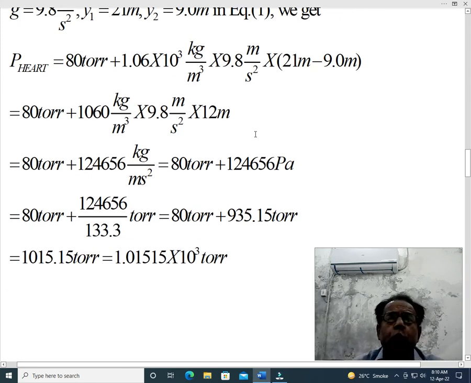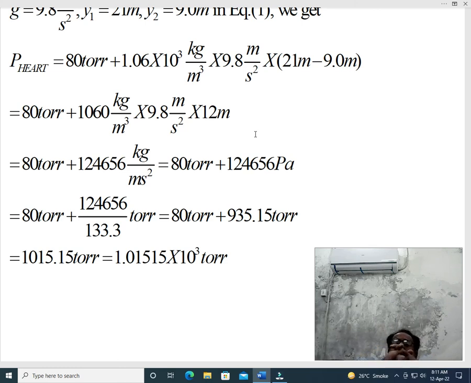P heart is equal to 80 torr plus density rho, which is given 1.06 into 10 raised to the power 3 kilogram per meter cube, into the value of acceleration due to gravity g 9.8 meter per second square, into y1 minus y2. The value of y1 is 21 meter while the value of y2 is 9 meter, and hence their difference becomes equal to 12 meter. So P heart alternatively becomes equal to 80 torr plus 1060, that is, here we have eliminated 10 raised to the power 3 and directly written 1060 kilogram per meter cube, into 9.8 meter per second square, into 12 meter, that is the difference of 21 meter and 9 meter.